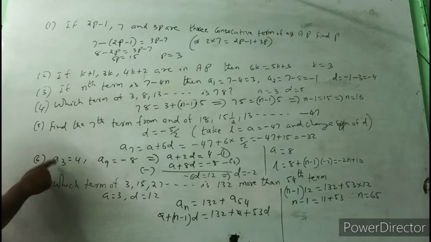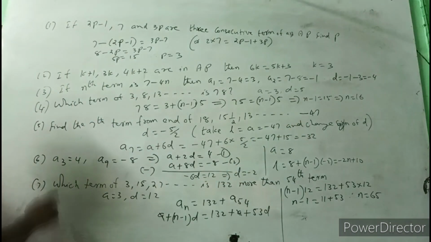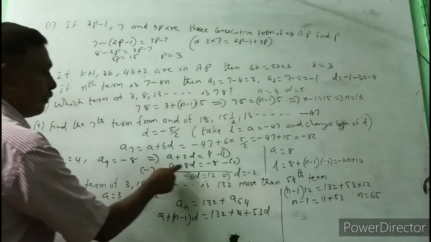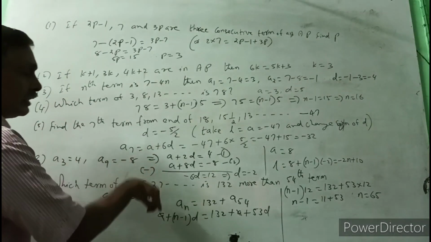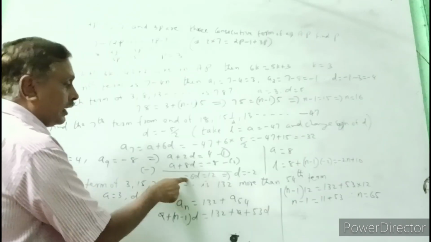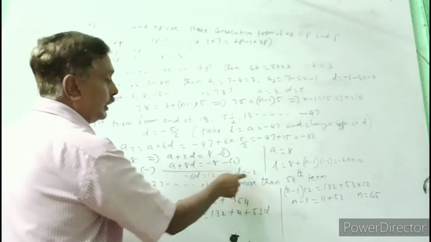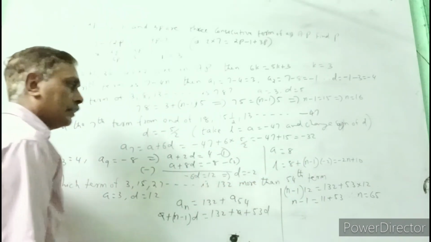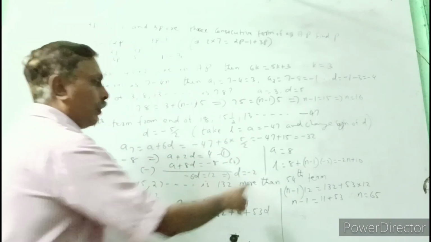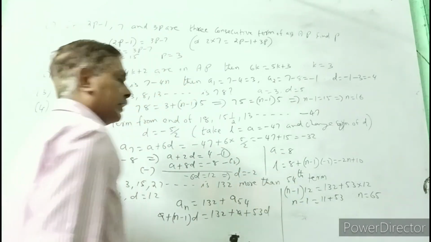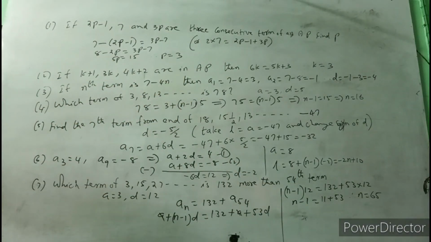Then another question: the 3rd term is given, the 9th term is given, you may find a and d or any other term. So a3 = 4 means a + 2d = 4. a9 = -8 means a + 8d = -8. By the elimination method, which you studied in linear equations, subtracting, a will get cancelled, so it will come -6d = 12, d = -2. Put d in any of these two equations, you will get a = 8. Here I put it, so a = 8. If we want any term, using this d and a = 8, we can find out the 20th term or 15th term, any term you can find.